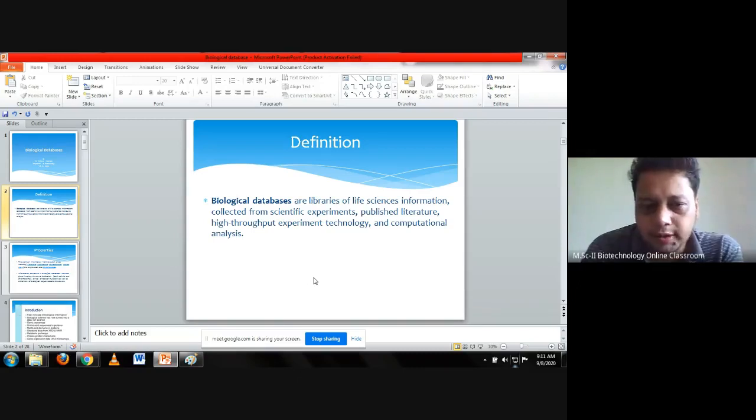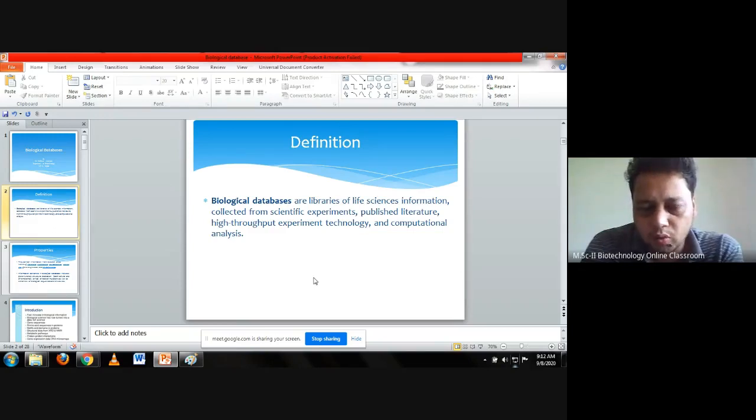Then high throughput experimental technology. Now, high throughput what? You are doing rDNA, recombinant DNA. In this you are doing RT-PCR. Then you are getting sequences. For example, you are working on transcription factors, so these are interrelated genes. So a lot of data is generated.